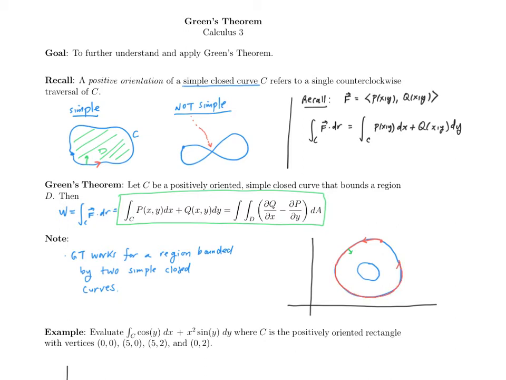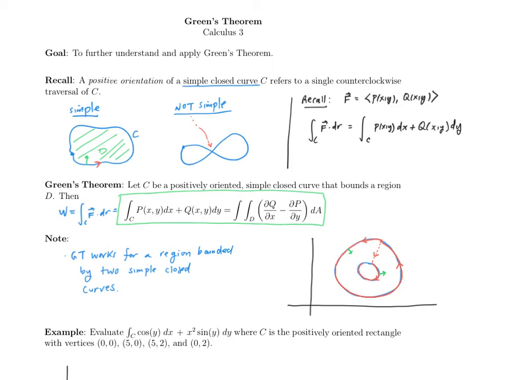So we travel all the way around the outside curve with that positive orientation. Then I travel along this dashed line to the inside curve. And when I get to the inside curve, I'm actually going to go around it in the opposite direction because I want to enclose that region to my left.